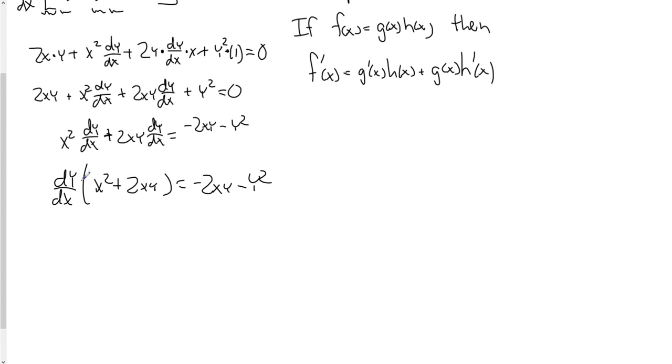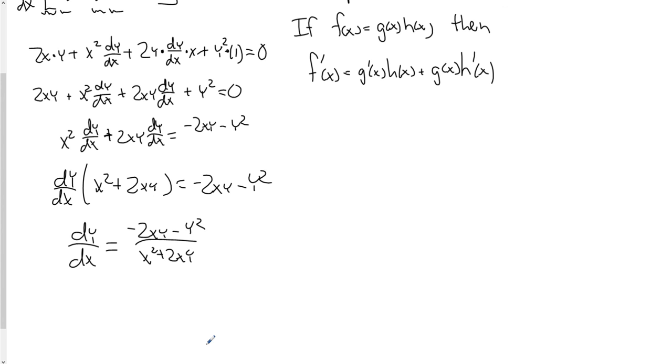And so now, since this is the only dy over dx, I can get it by itself by dividing both sides by the expression inside the parentheses. And so well, it's not my final answer, but dy over dx by itself is going to be negative 2xy minus y squared all over x squared plus 2xy.